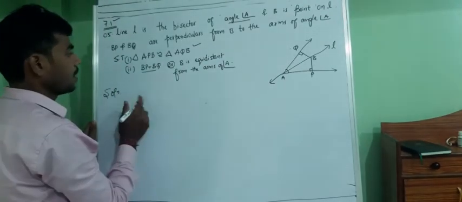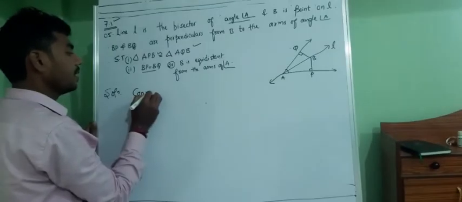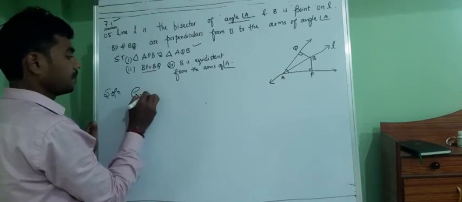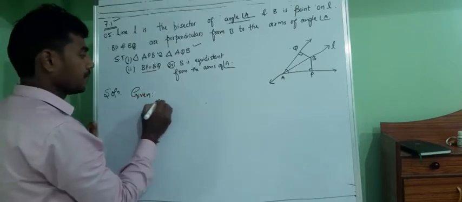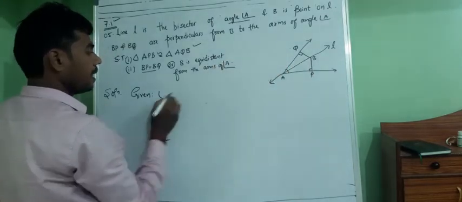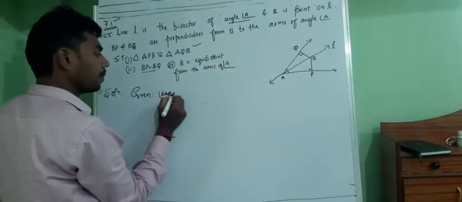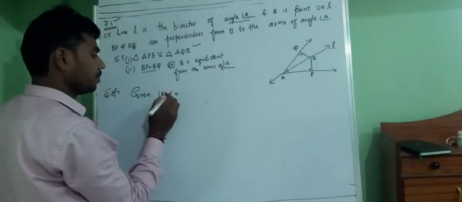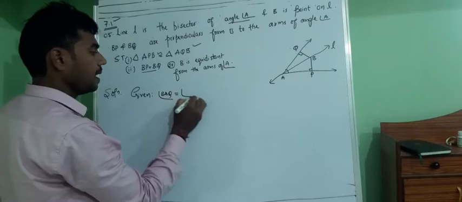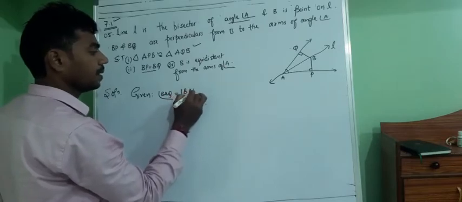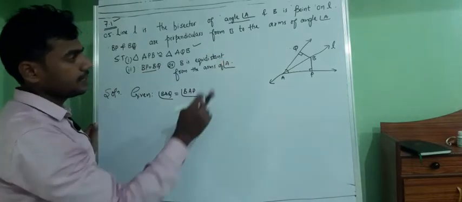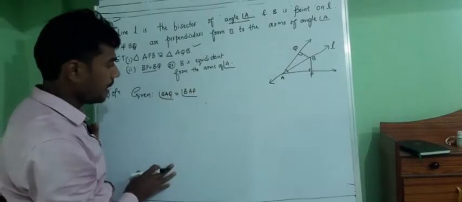See, consider. What do we need to consider? See, before that, what is given to us? Angle BAQ is equal to angle BAP. Fine. Because line L bisects angle A. That is the reason BAQ is equal to BAP.